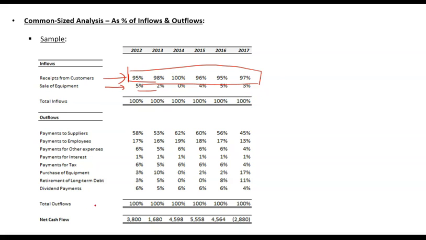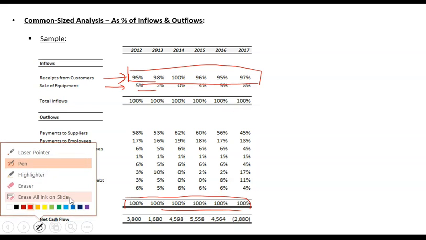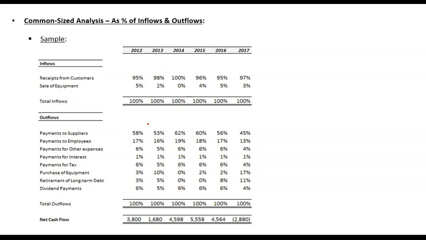Then if we go into the outflow side, outflows have increased more than inflows. So we need to see what exactly is changing in outflows. Which component has primarily or significantly changed. So if we look into it, payments to suppliers are fine, even reduced. Payments to employees, fine. Payments for other expenses are also fine.